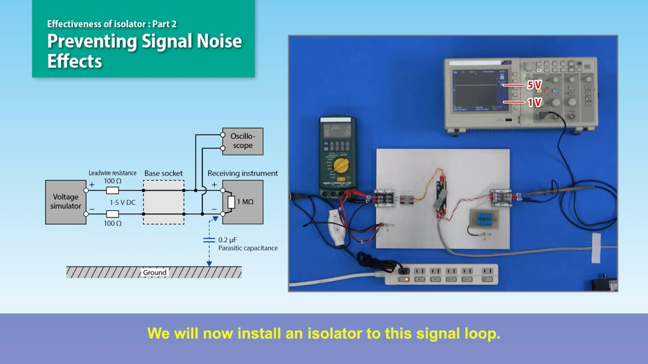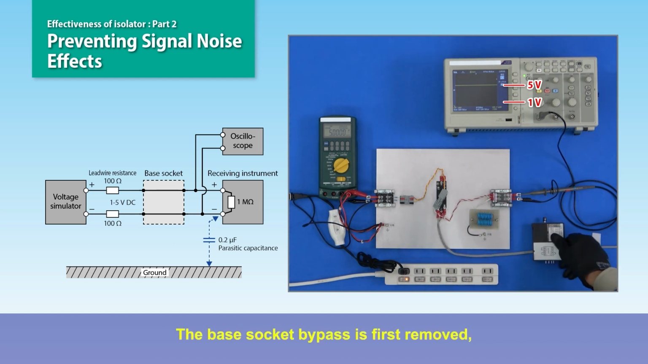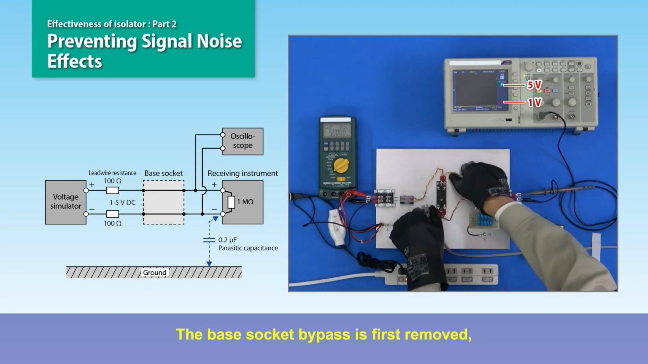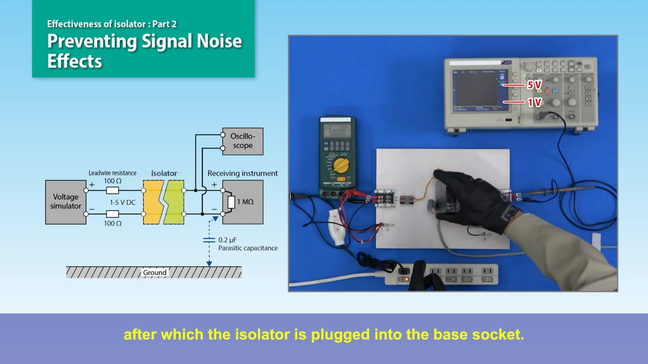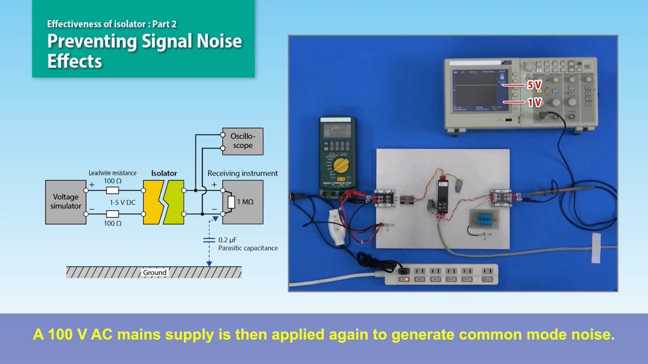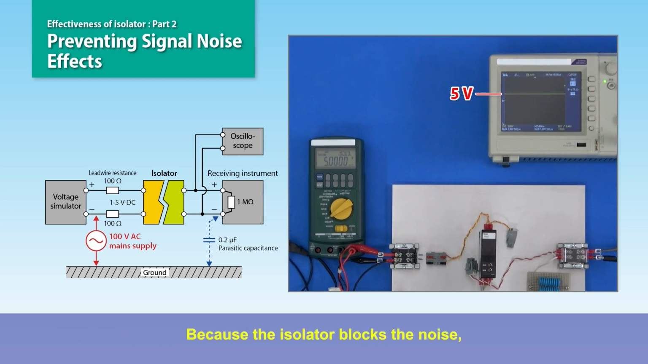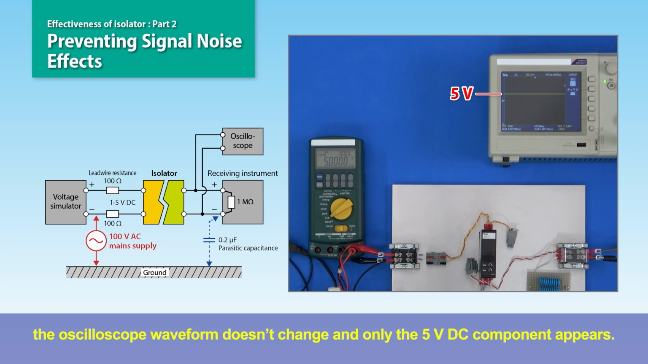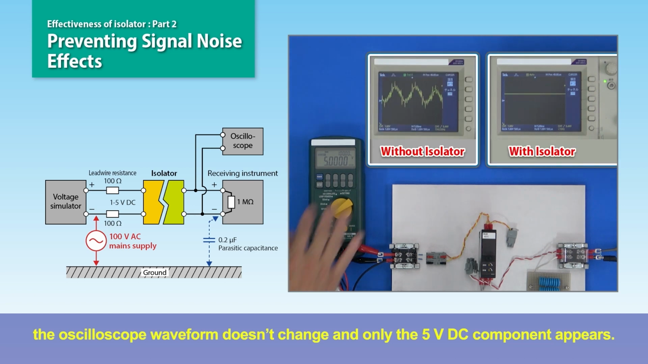We will now install an isolator to this signal loop. The base socket bypass is first removed, after which the isolator is plugged into the base socket. It shows 5 volts. A 100-volt AC mains supply is then applied again to generate common mode noise. Because the isolator blocks the noise, the oscilloscope waveform doesn't change, and only the 5-volt DC component appears.